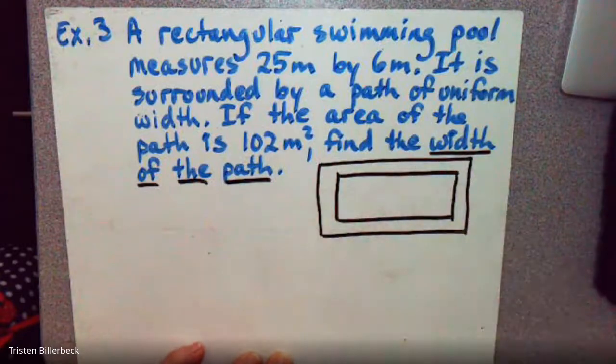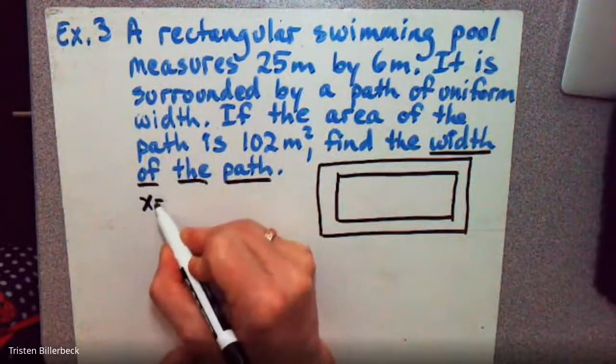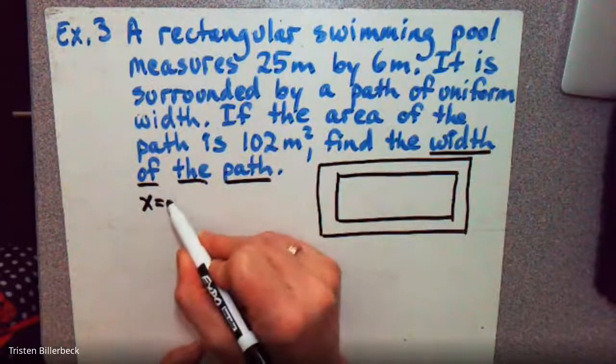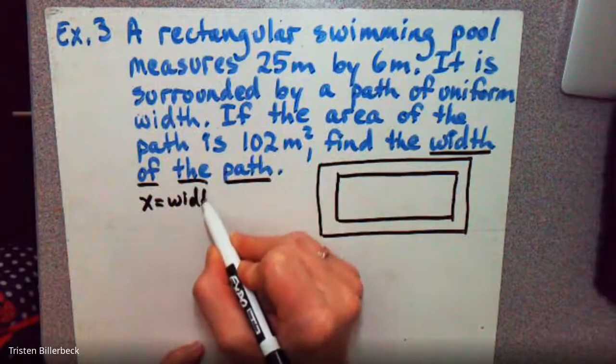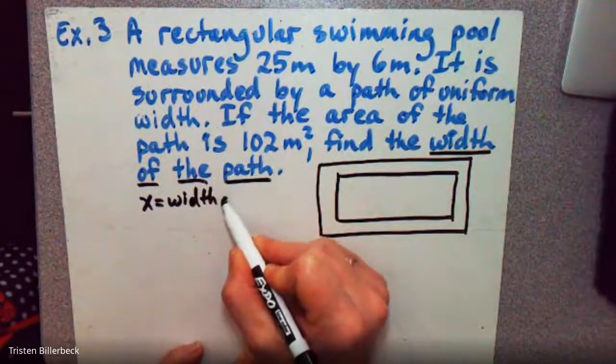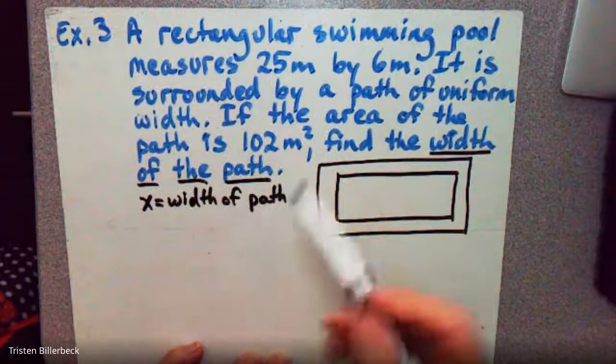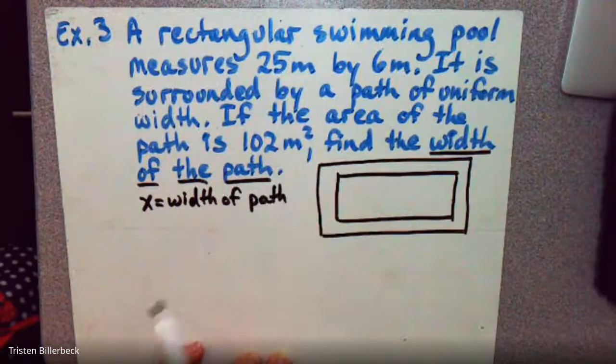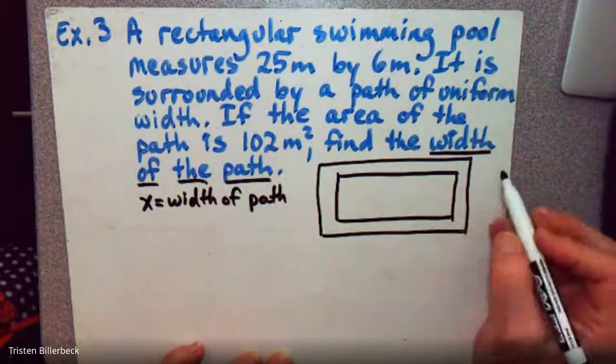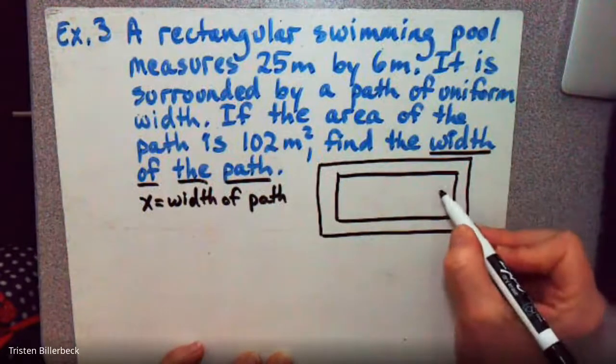Okay, so the first instinct is just to add. If x is the width of the path, we define our variable that way. It's very easy to just say, oh, well, it's just going to be 25 plus x times 6 plus x. But no, it is not. So that's why we have to draw a picture.